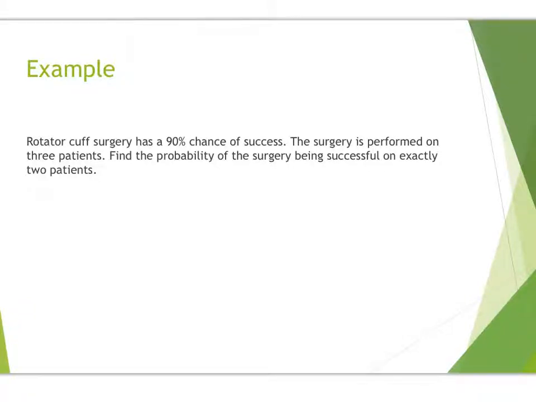Recall the following example. Rotator cuff surgery has a 90% chance of success. The surgery is performed on 3 patients. Find the probability of surgery being successful on exactly 2 patients. We've already established that this is a binomial experiment.